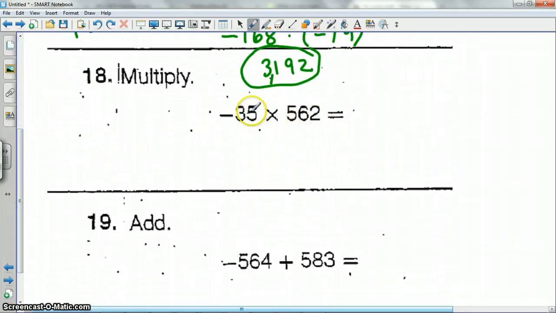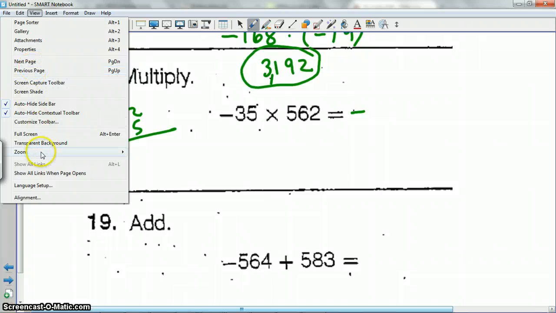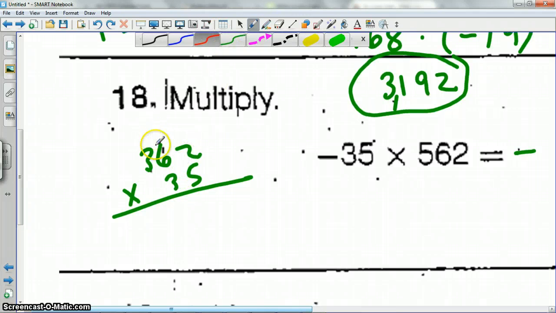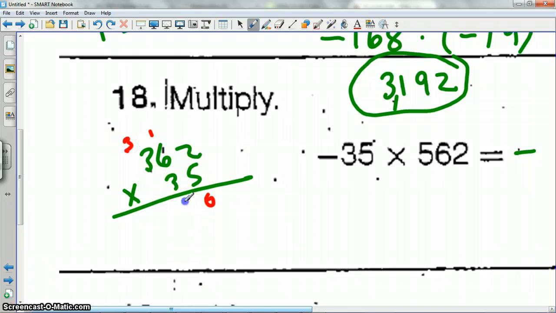The first thing I notice here is one's a negative, one's a positive, so the answer is negative. And then you have 362 times 35. Let's go ahead and zoom in and do this one since there's another one of the same kind. Might as well. 5 times 2 is 10. 5 times 6 is 30, plus 1 makes 31. 5 times 3 is 15, plus 3 makes 18. Since I'm going to the second number, I put a placeholder 0.